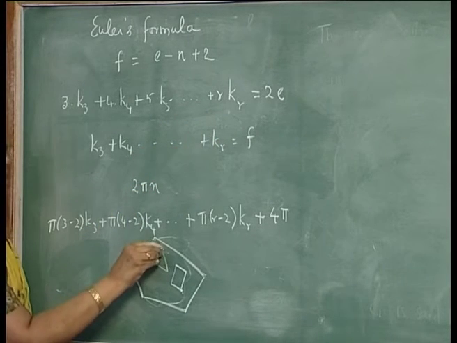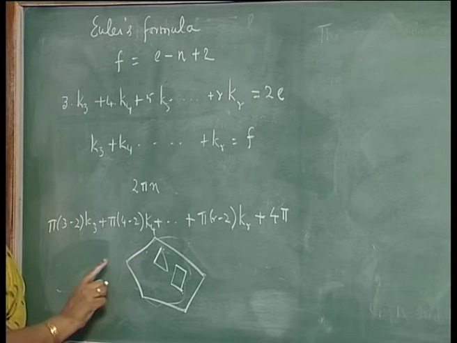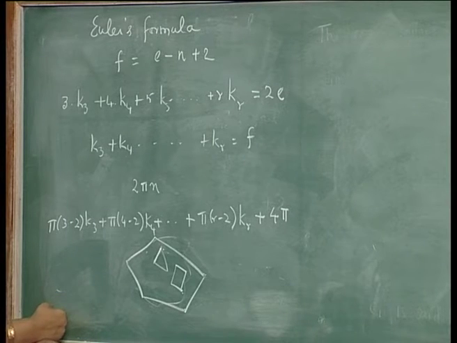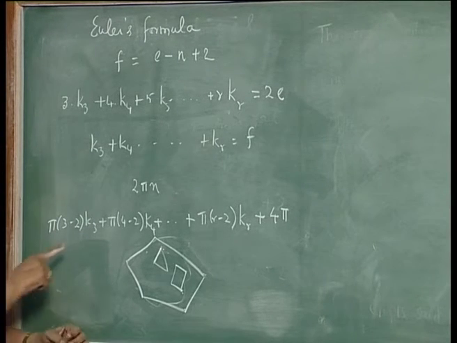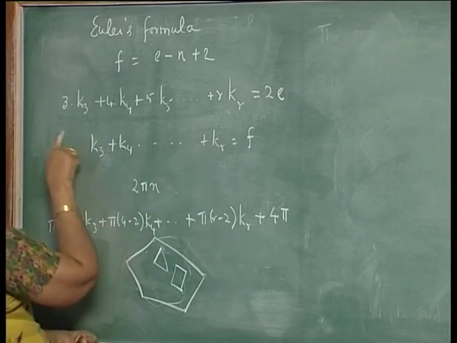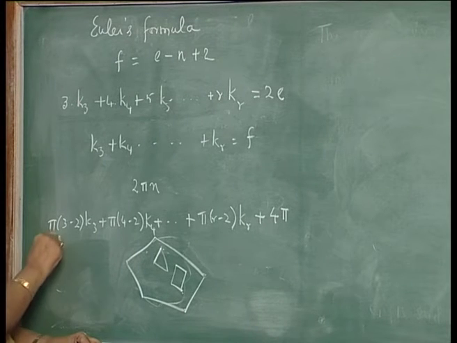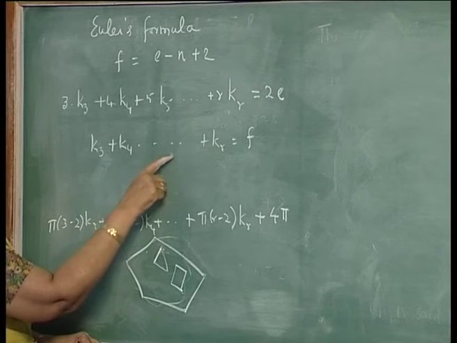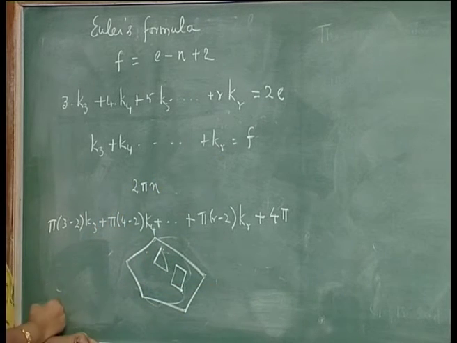But each edge will be adjacent to 2 regions. So, when you count the edges covering each polygon, each edge will be counted twice. So, you get 2e. This sums up to 2e, and the number of faces or regions is given by K3 plus K4 etc. plus Kr, which is equal to f. One of them will be an external region.